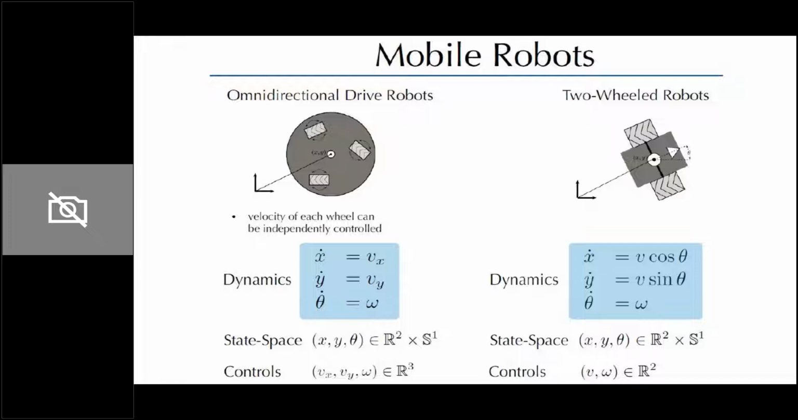Modeling is nothing but the representation of the system's behavior in the form of some differential equations. In this slide I have some robots which are referred to as omnidirectional robots or two-wheeled robots, and they can be modeled by using differential equations, which are written over here. Once we have these differential equations, the second objective of the control system is to design the control.